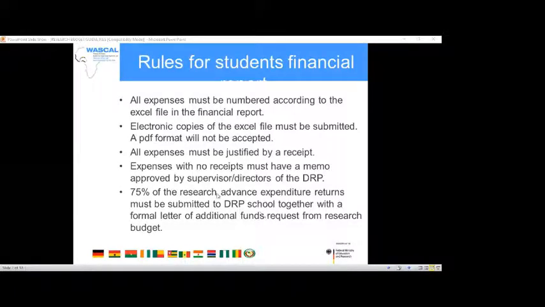Now, what is the way out? The way out is you raise a memo justifying that expense and sign it, countersigned by your director or your supervisor. That is to show the authenticity of that expense. I will show you the format of the memo, which I will forward to you later in the day.